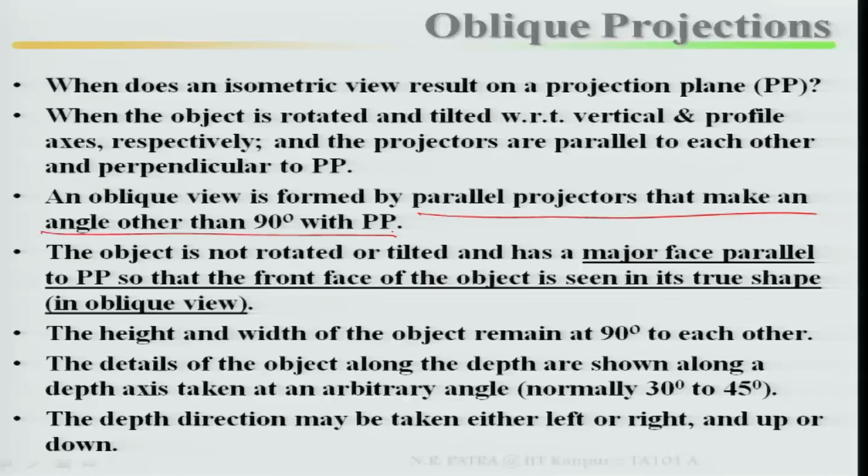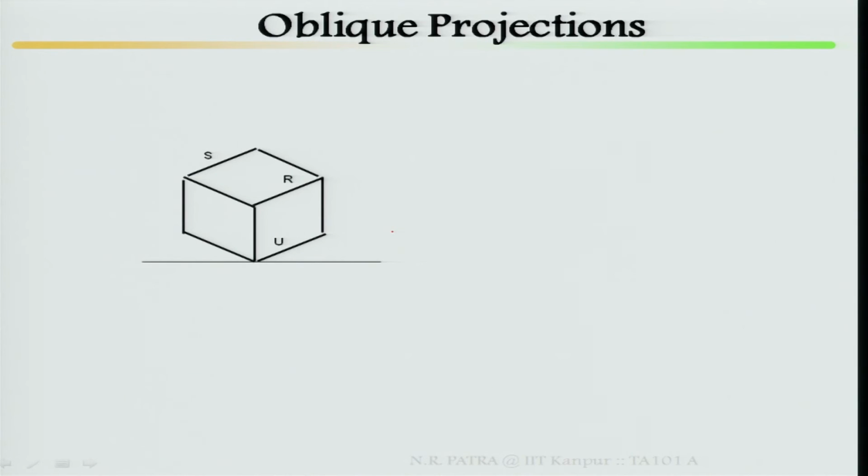The depth direction may be taken as left, right, up or down. We will go in detail. First one I have drawn is rotated with respect to the vertical axis, then tilted with respect to your side plane. This is your isometric view.